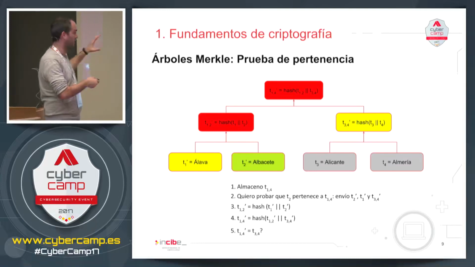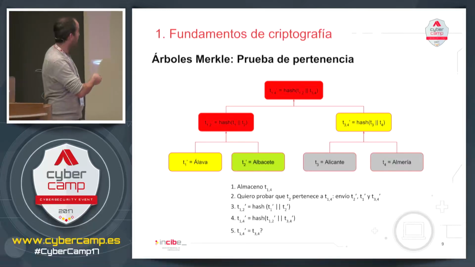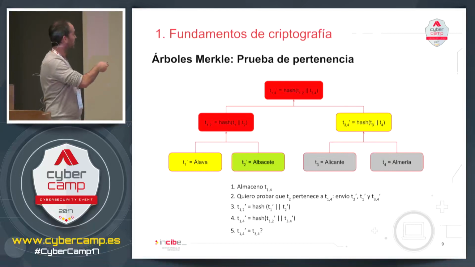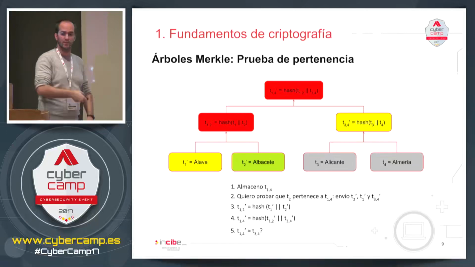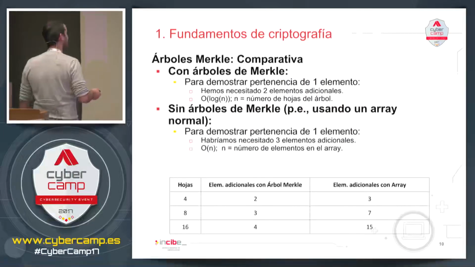to send Alava, instead of sending the plain values, we could send hashes. Here we would add another layer. So the values concatenated here, instead of Alava, it would be the Alava hash concatenated or linked to Albacete's hash. What are the gains here?